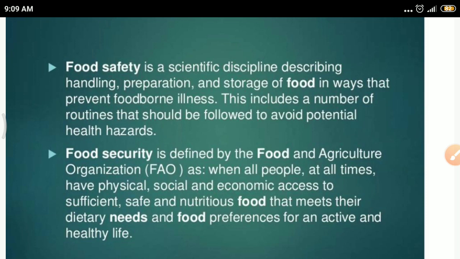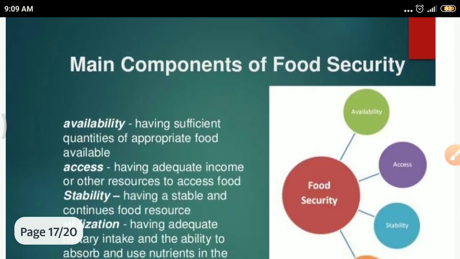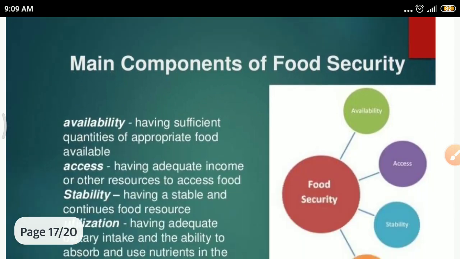And food security means what? Food security means that our population is growing day by day. It will be our challenge how to cope up to fulfill the demands of all the population; that is called food security. What are the main components of food security? We will discuss that in more detail in our next few lectures, but here try to understand what the main components of food security are.